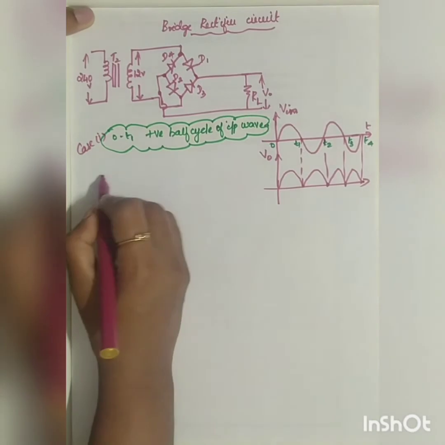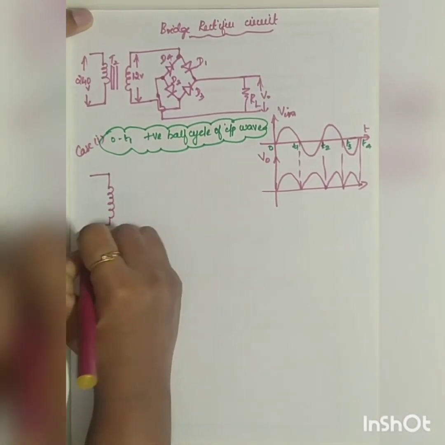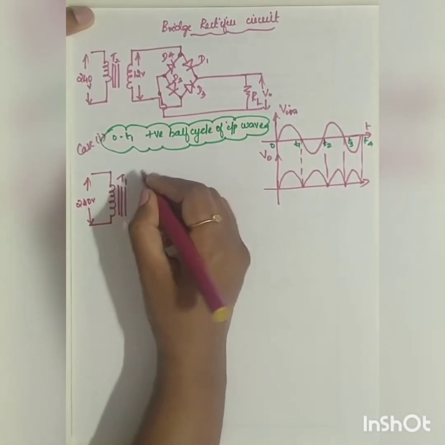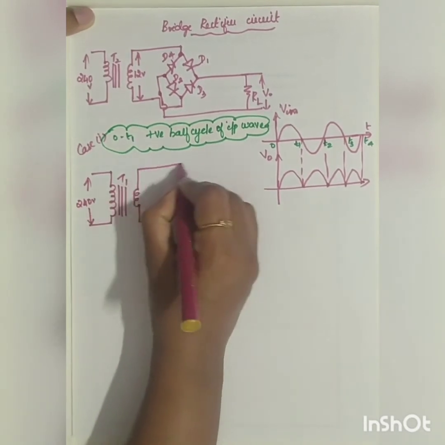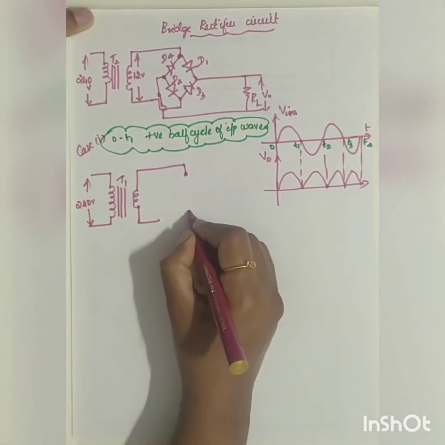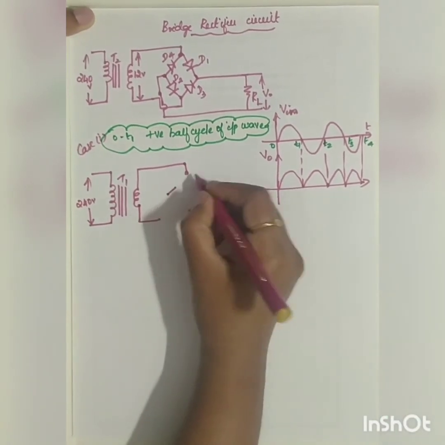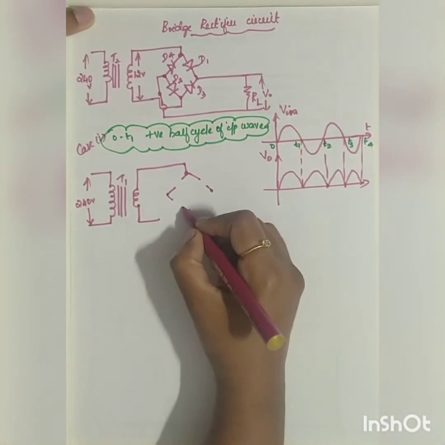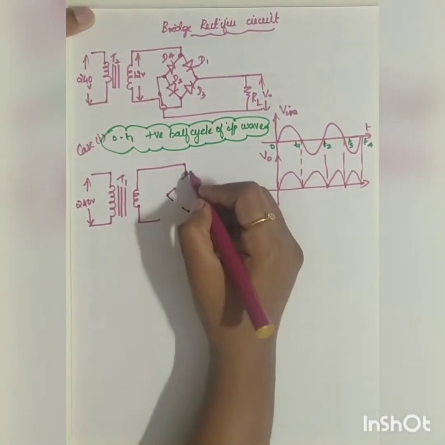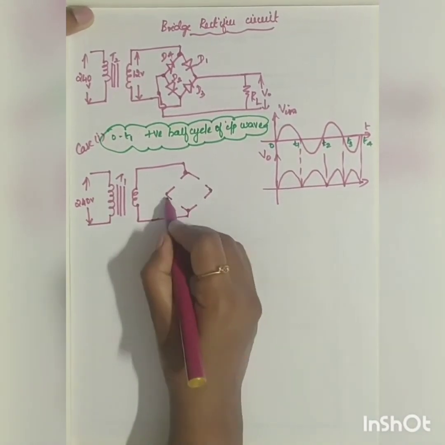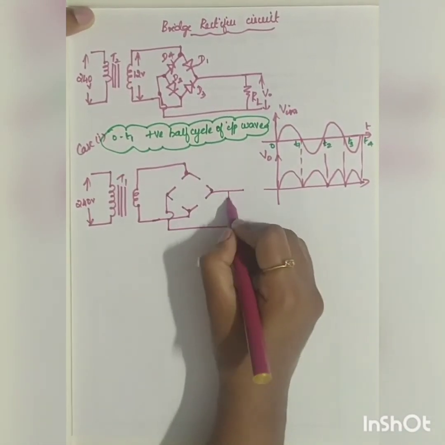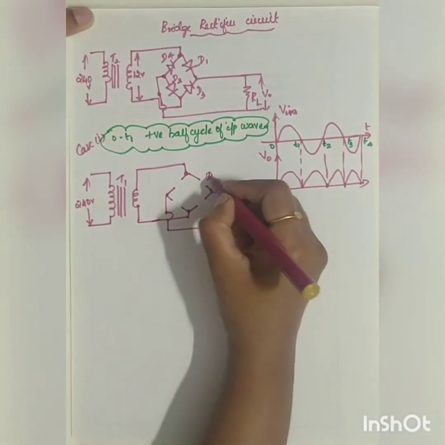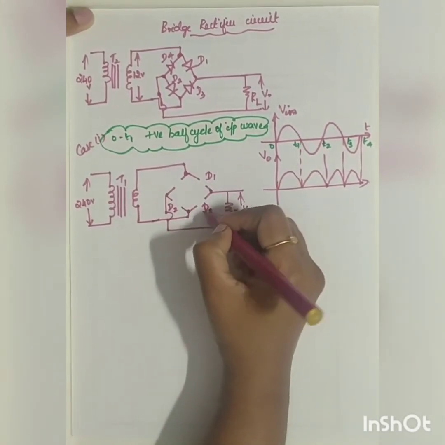The diagram will be replaced by, so this is going to be your 240 volt step down transformer. Okay. Now let me replace it by pencil. Draw it by pencil so that you will understand it properly. RL. This is your output voltage V0. So here you will be having diodes D1, D2, D3 and D4.